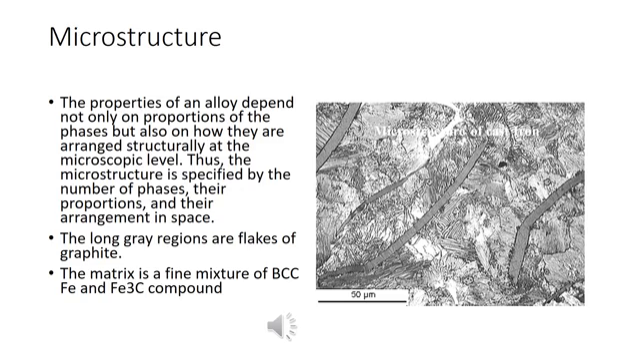We have already said the properties of a material depend on the phases that will be present in our material. But beyond that, not only the phases and the composition of the phases, but also the structural arrangement of these phases will affect the properties of our materials. An example here is given where we have a long gray region of flakes of graphite, and the other phases that are there: we have the iron phase, the body-centered cubic phase, and we have also the iron carbide phase.